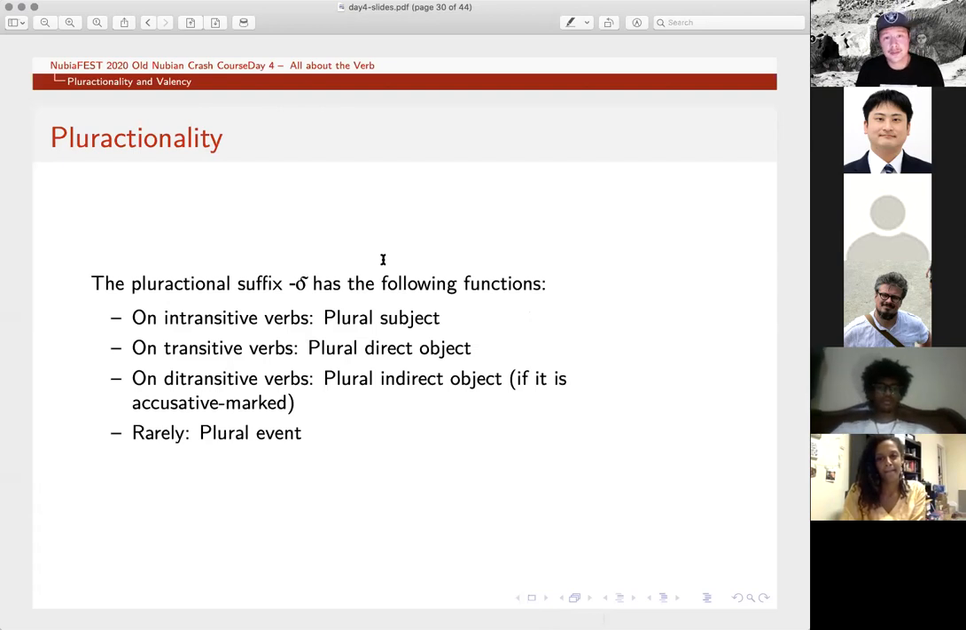Pluractionality is also sometimes called verbal number, and it encodes on the verb the plurality of one of the roles that the verb assigns. So when you have this pluractional marker j used on an intransitive verb, it usually marks a plural subject. When it's on a transitive verb, it usually marks a plural direct object. When it's on a ditransitive verb, it usually marks a plural indirect object, if that indeed is accusative marked. And sometimes it relates to a plural event. That is the solution when none of these other solutions work, basically. It's like the default is like, okay, it doesn't seem to relate to either my subject, object, or indirect object, because all of these are clearly singular, so it must be a plural event.